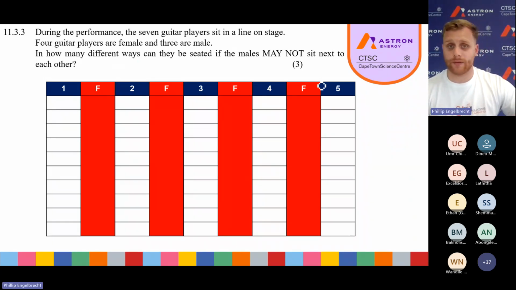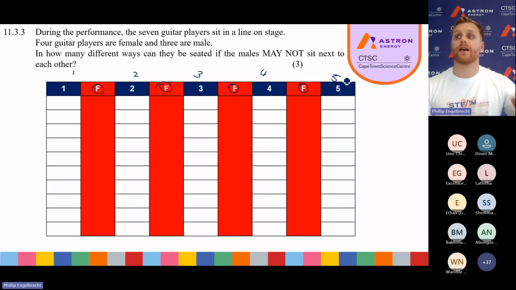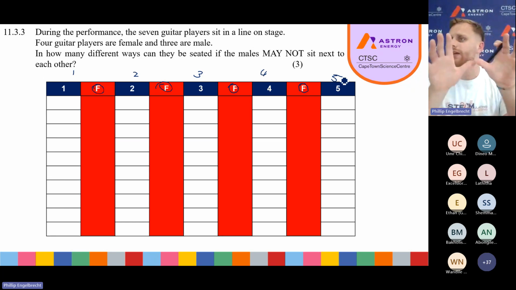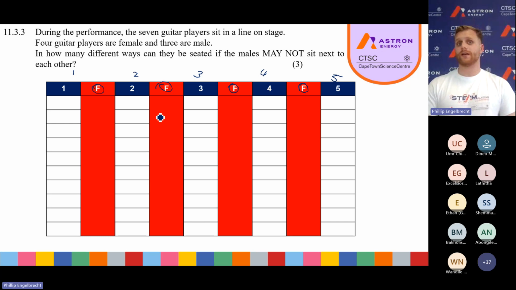So here's my stage, and here are my 4 female guitar players. And my male guitar players don't want to stand next to each other. So there's 1, 2, 3, 4, 5 spaces in which they can fit themselves where they don't stand next to each other. Do we all understand that so far? Please say yes or no in the chat. The top part of the row, okay?